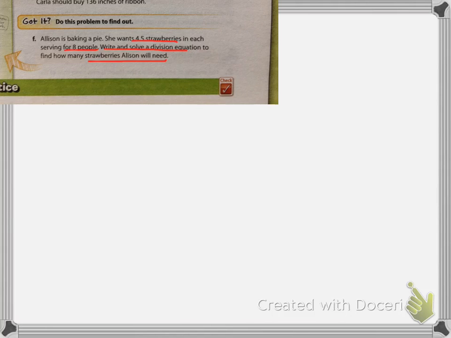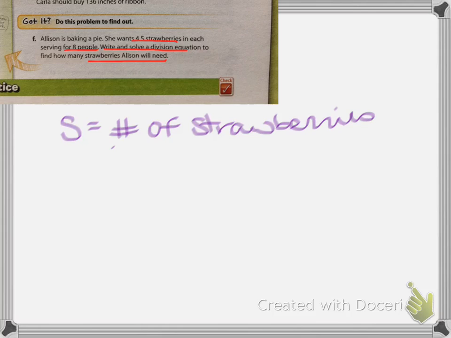So first, since we're doing this problem all on our own now, let's first go ahead and define the variable. We're going to say S is going to be the number of strawberries she's going to need, because that makes sense. So we'll just say S is the number of strawberries. Perfect. So it's saying that she wants 4.5 strawberries in each serving for 8 people. So that means we're going to do S, that's the whole number, divided by 4.5, which is going to be for each person, right? And then equals the 8 people.